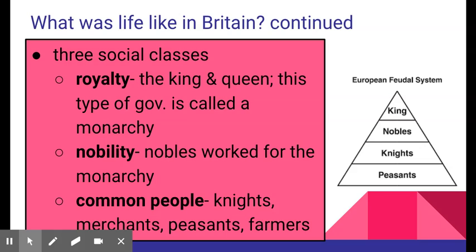Most people were common people. They were just your average citizens. Many of them were farmers or did kind of thankless regular work. And they were just the regular old people.